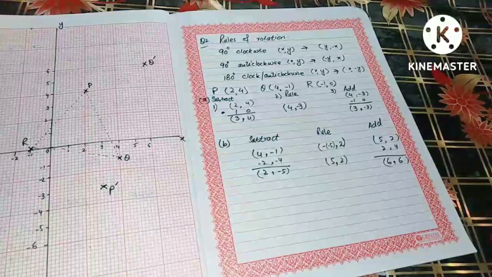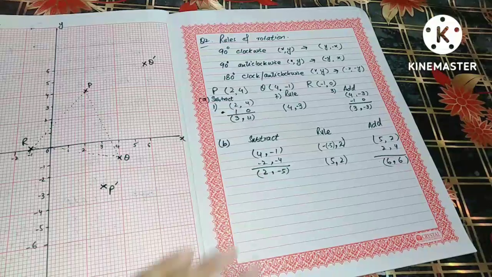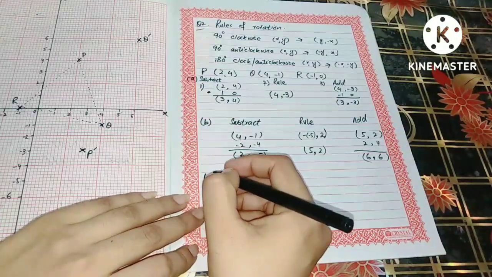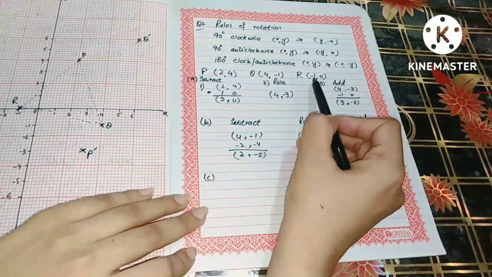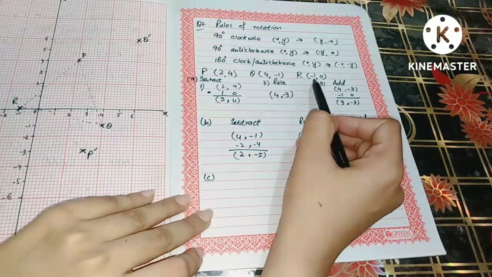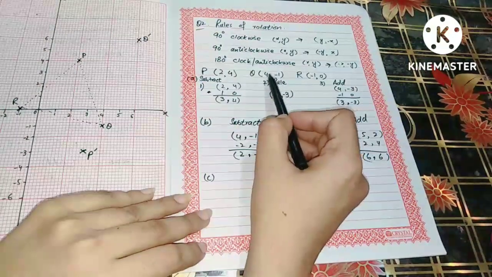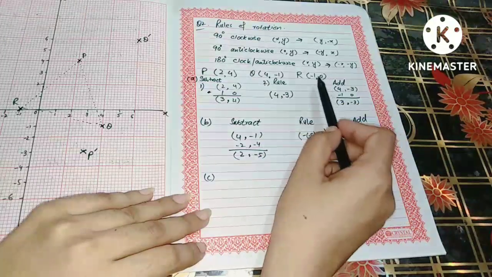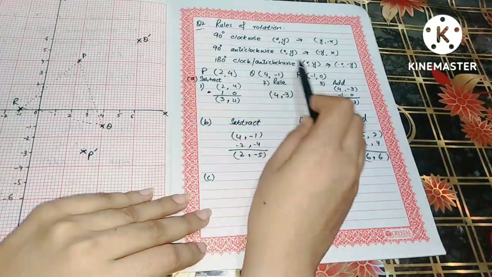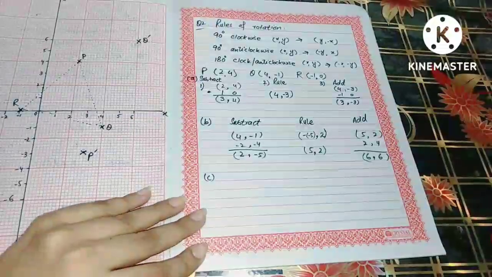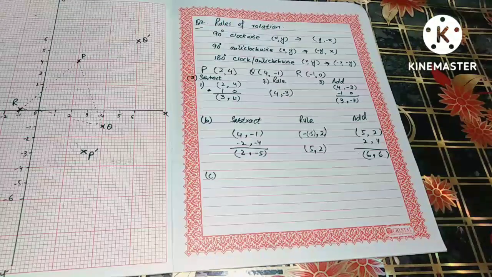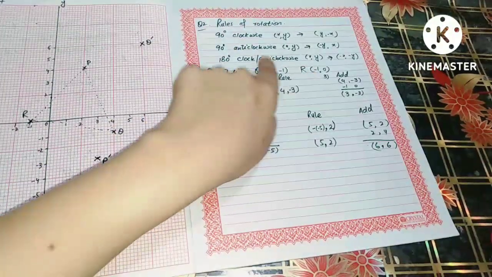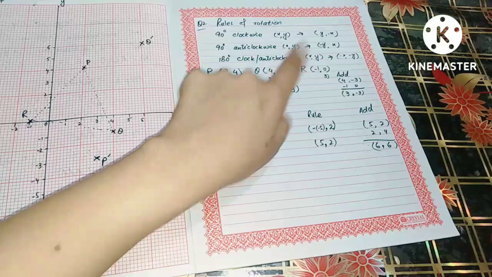Now come to the third part. In the third part they are saying that you have to rotate R. You have to rotate this point about Q, under 180 degrees. So you have to rotate this point about this point under 180 degree rotation. So you have to follow the same steps. The first is subtract. You are rotating this point about this point, so first you will subtract this point from this.